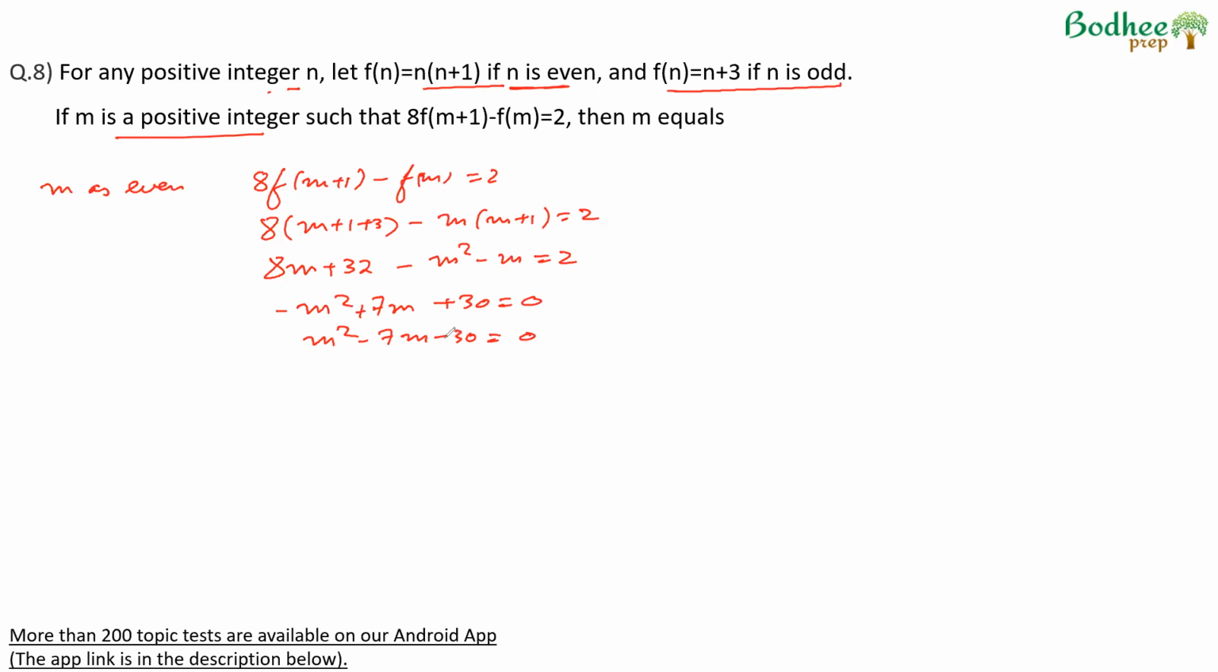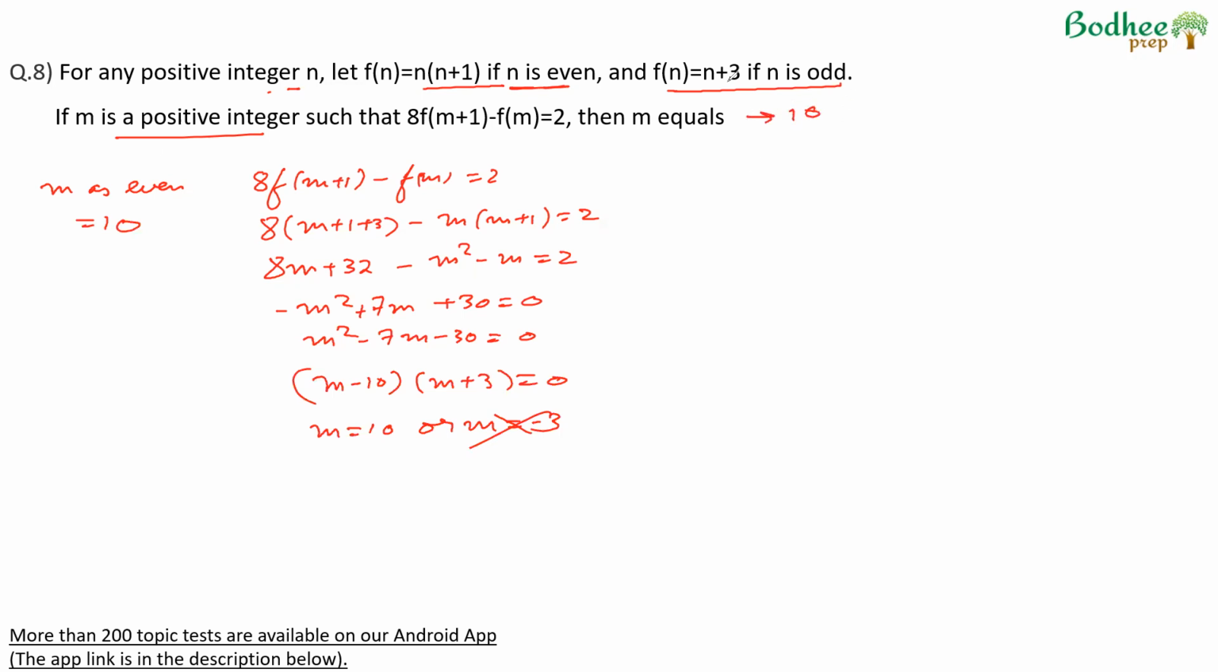The sum of two numbers is 30: 10 and 3. M minus 10 into m plus 3 is equal to 0. Minus 10 plus 3 is minus 7, and minus 10 into 3 is minus 30. So m is equal to 10 or m is equal to minus 3. But m is a positive integer, so minus 3 cannot happen. M is even, yes, m is even. So m can be equal to 10, and that should be my answer.